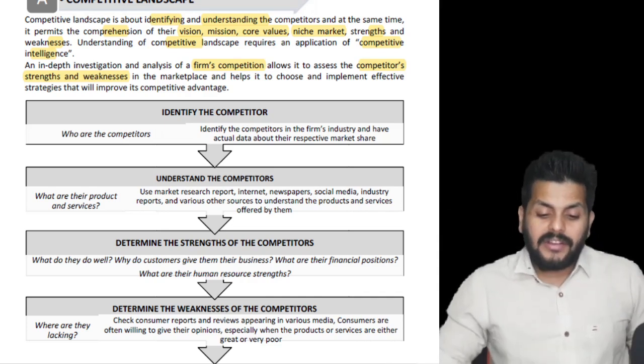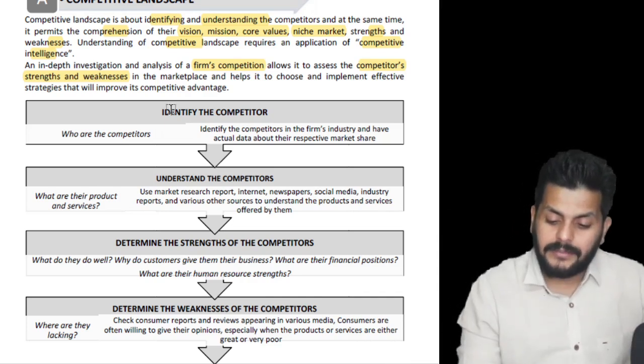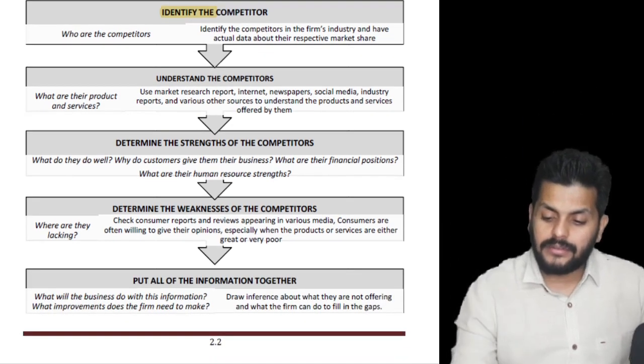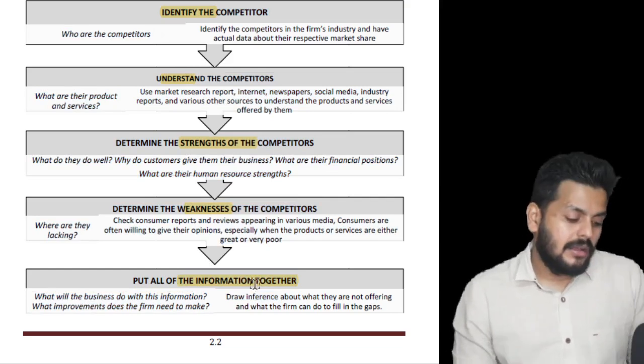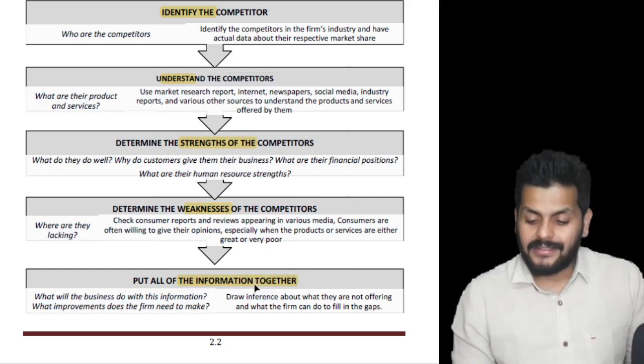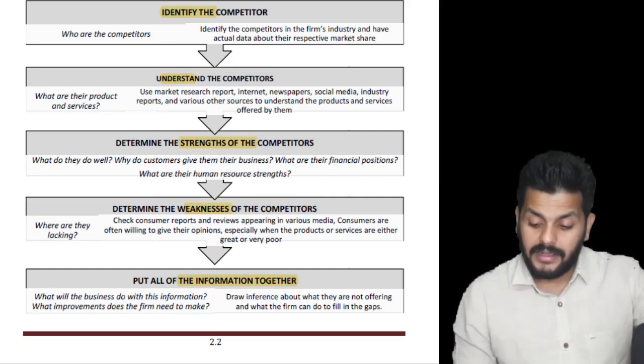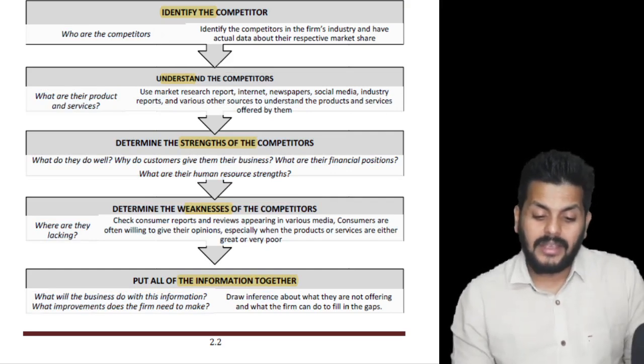Check this out. First one, identify the competitor. Two, understand the competitors. Three, determine their strengths, determine their weaknesses. Tough task, but you have to do that. Then put all the information together. So pick up a white paper and do all this analysis. That's what they're trying to tell you. I want each point to be read in detail here, so please concentrate on that.